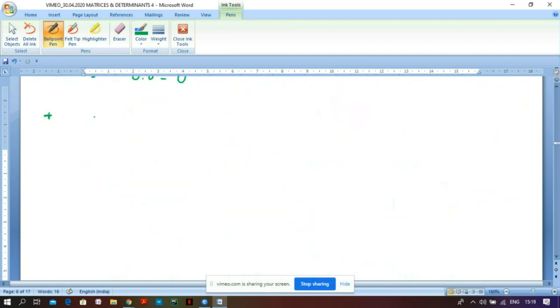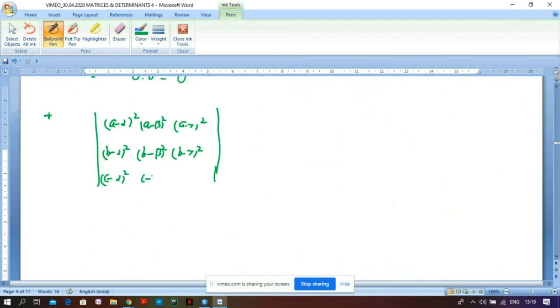Let's do a proof-based question of determinant. It asks you to prove that the determinant with rows a minus alpha square, a minus beta square, a minus gamma square; then b minus alpha square, b minus beta square, b minus gamma square; and c minus alpha square, c minus beta square, c minus gamma square, equals twice a minus b, b minus c, c minus a. It is cyclic order, and alpha minus beta, beta minus gamma, and gamma minus alpha.